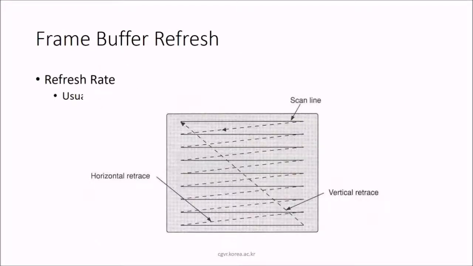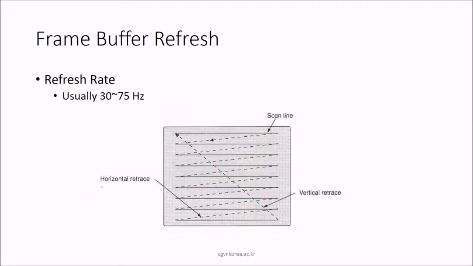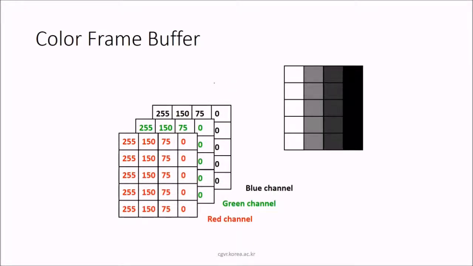Frame buffer refresh. What is frame buffer refresh? The refresh rate is around 30 to 75 hertz. These are the scan lines, as you can see, these are the vertical retrace, and these are the horizontal retrace. So this is the frame buffer refreshing; every time it refreshes itself. This is the color frame buffer. Here you have a red channel, green channel, and blue channel. They combine, and then you can see the actual figure.